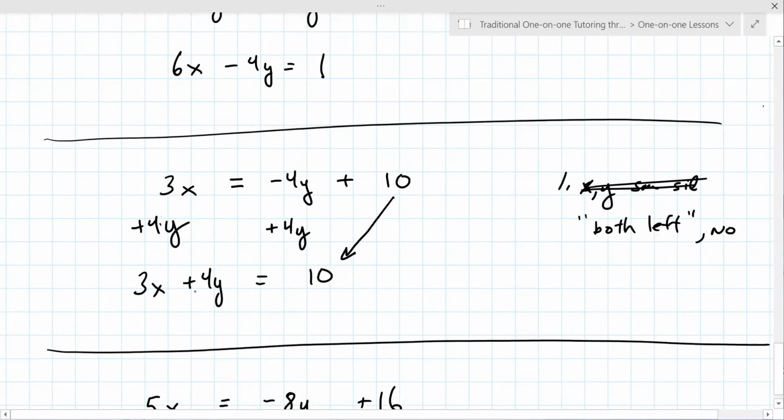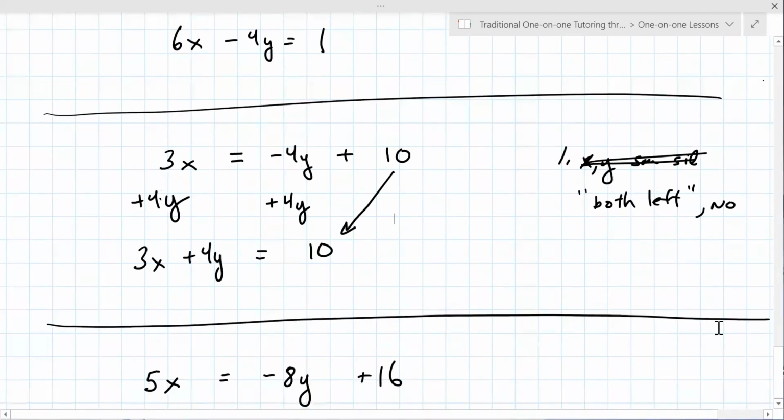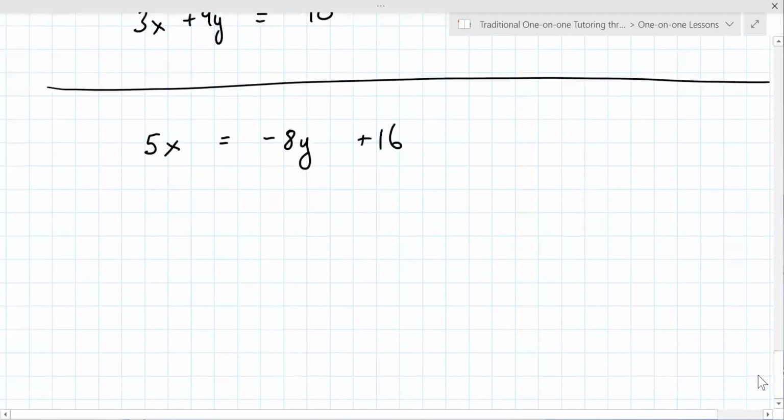Okay, let's look at a new problem here. I think we're making good progress. So is this in standard form?